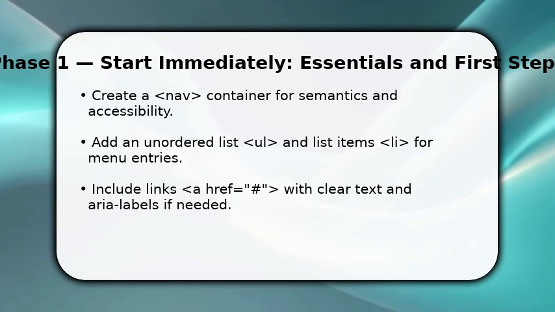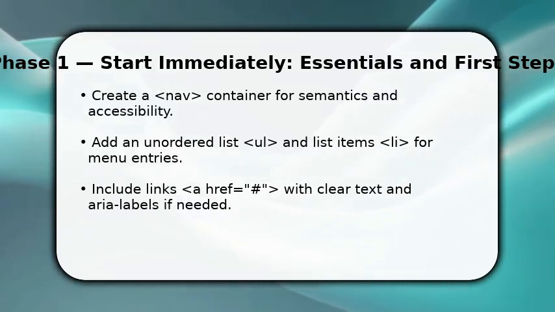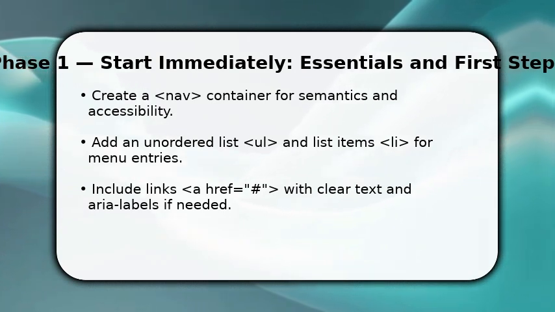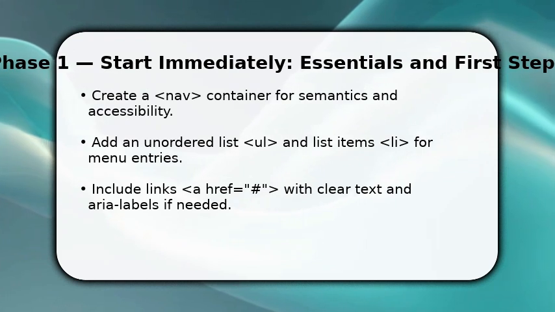Enjoy the video. You begin by building the minimal semantic structure, a nav wrapper with an ol inside it. Add li items and put a links in each list item. This gives screen readers and browsers a clear menu model.